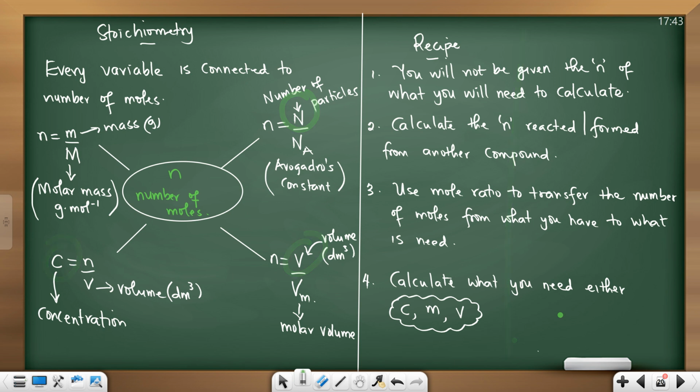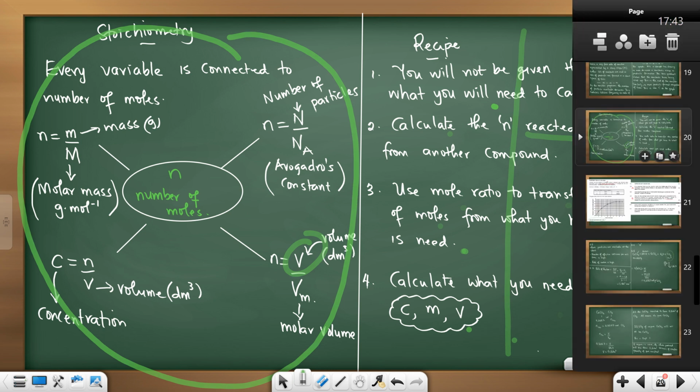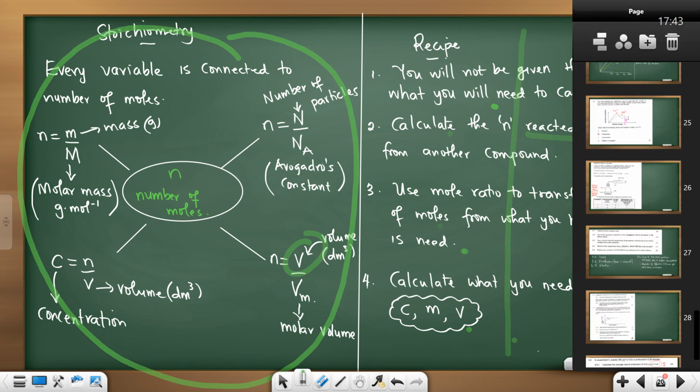Mainly, you will not be given the number of moles that you need to use. But here's your first step. Calculate the number of moles that reacted or formed from another compound, whether a reactant or product. Use mole ratio to transfer the number of moles from what you have to what you need. Once you get the number of moles of what you need, you come back here and use the appropriate formula with that. Let me demonstrate that and show you. Please follow through. I'm going to take you through very, very slowly.